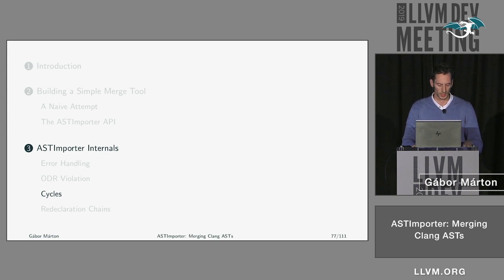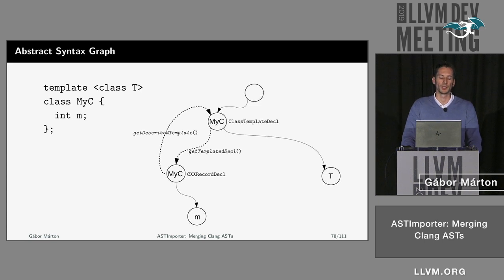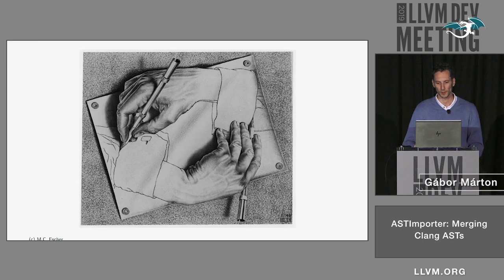There's another really important internal detail that is about cycles. The abstract syntax tree is actually not a tree. I don't think this is something new for you, but it's rather a graph. It's filled with cycles. My personal favorite is the class template declaration, where every piece of information that is related to being a template, like the template type parameter, is attached to the class template declaration, and the structural layout is described in an attached CXXRecordDecl. And we can simply get the template back from this CXXRecordDecl by calling the getDescribedClassTemplate function. So I'm telling you a secret. This is how the Clang parser and Sema actually work. There's no magic there.